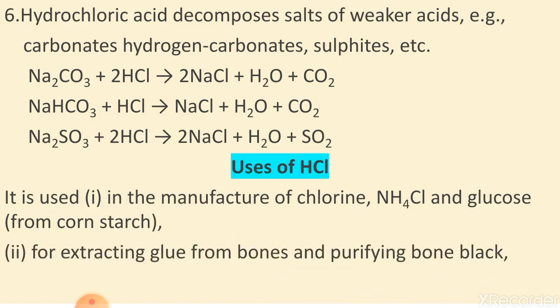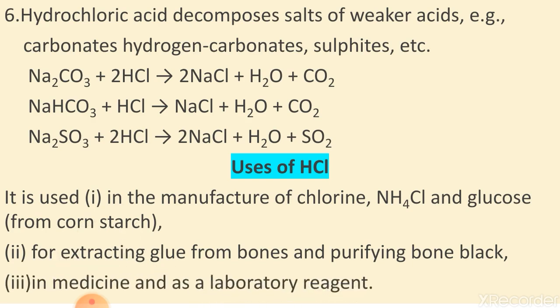This glucose is made from cornstarch, that is when starch is hydrolyzed in the presence of acid, it will produce glucose. Also it is used for extracting glue from bones and purifying bone black. It is also used in medicine and as a laboratory reagent.